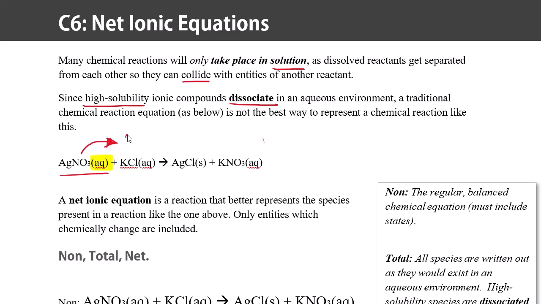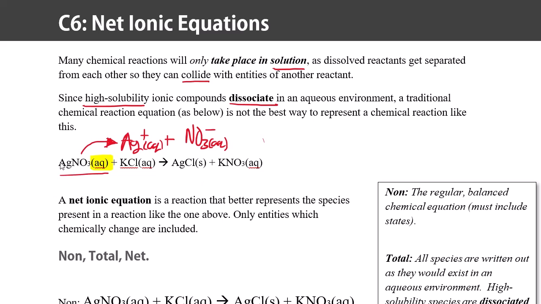There'll be silver ions, Ag+, and there'll be nitrate ions, NO3-, and they're both aqueous. Because when the silver nitrate actually dissolves in the solution, it dissociates, it comes apart into the two ions that make it up, the silver ions and the nitrate ions.